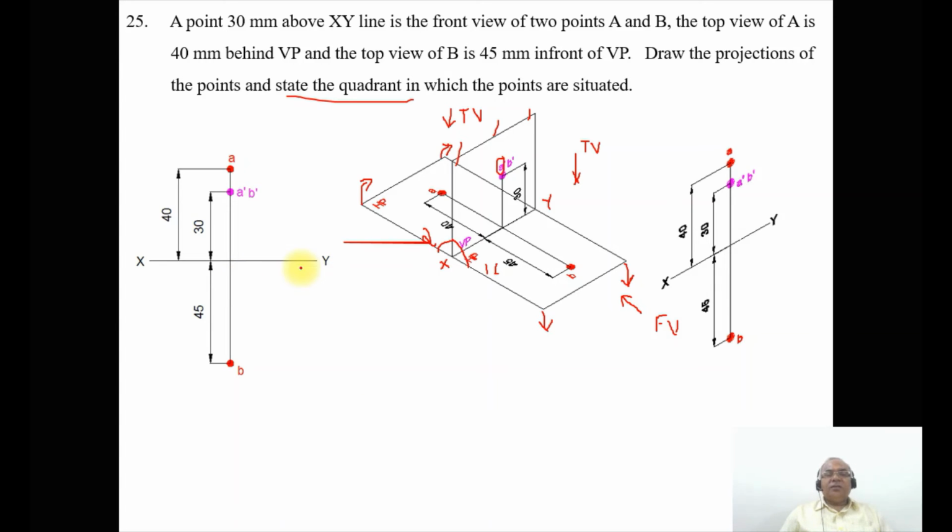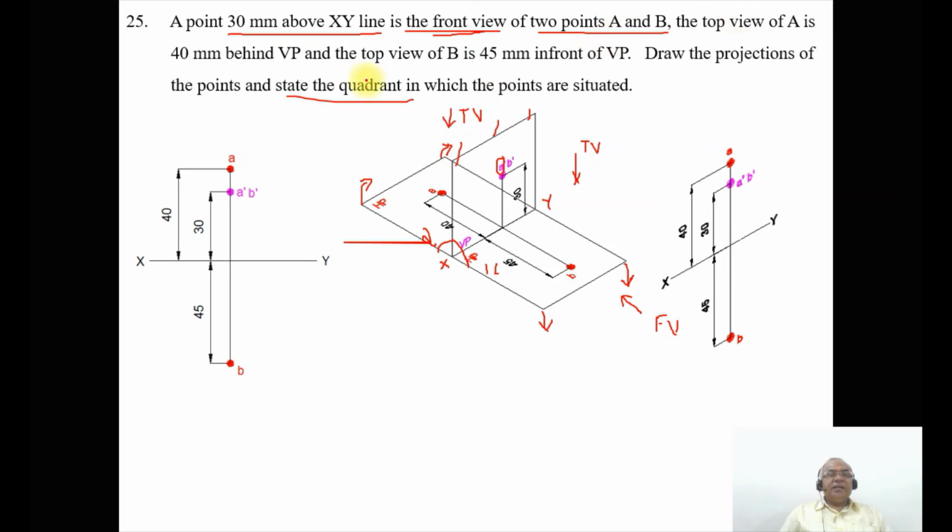Now, how to draw this in the sketchbook. First we draw the XY line, and as we are not given any distance with respect to the profile plane, the profile plane will not come into the picture. Then draw a vertical projector here, then measure the distance of 30 mm from the XY line, because the front view of the 2 points A and B is 30 mm above XY line. So from here you measure 30 mm and mark this as A dash and B dash.